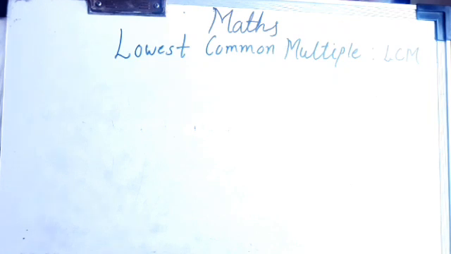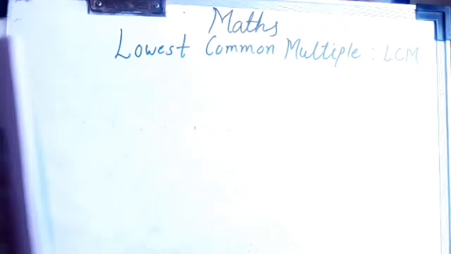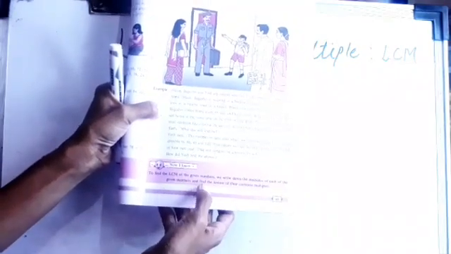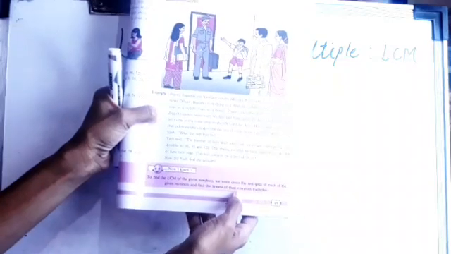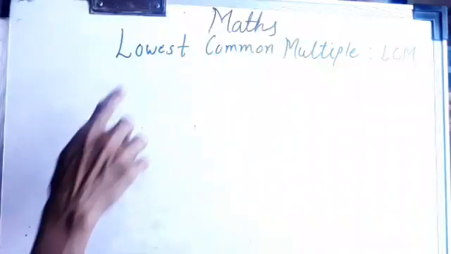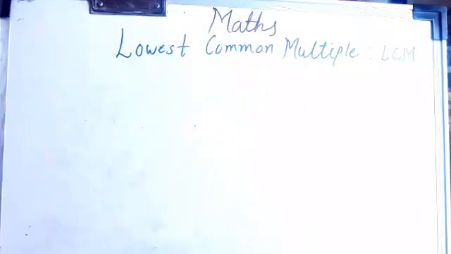Here in textbook page number 49, you will write first: To find the LCM of the given numbers, we write down the multiples of each of the given numbers and find the lowest of their common multiple. See here, lowest of their common multiple.